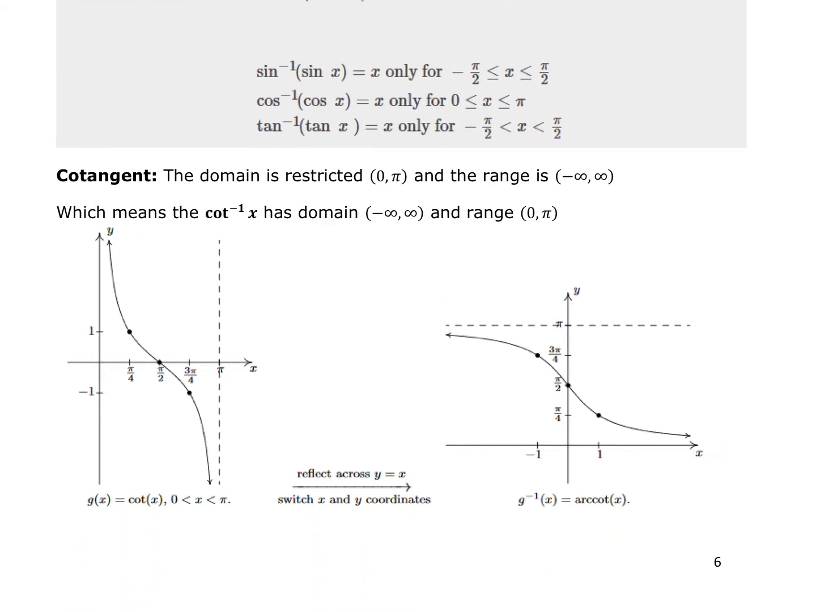Let's look at some cotangent stuff. So here's my cotangent. I restrict cotangent similarly to the cosine, going between 0 and pi, non-inclusive. That means its inverse, remember domains become ranges, ranges become domains, will have a range between 0 and pi.